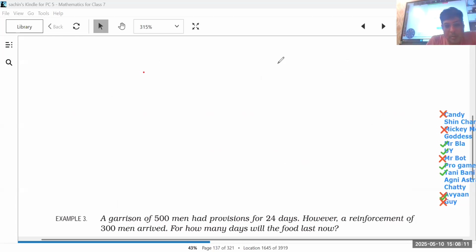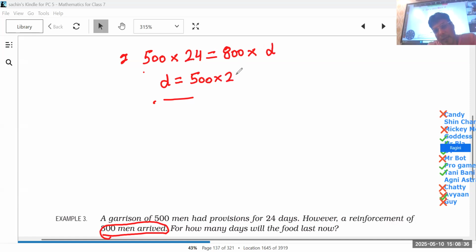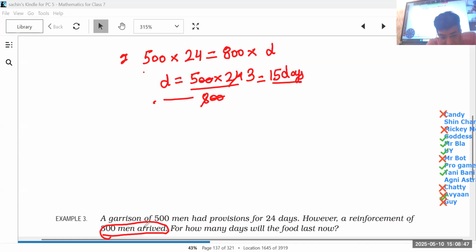So we had food for how many men? 500 men. For how many days? 24 days. Reinforcement of 300 men arrived, which means now total men are 500 plus 300, 800, times D days. So D will be equal to 500 times 24 divided by 800. Zeros cut, 8 threes are 24, and it will be 15 days. Because of those 300 persons coming, the food will last for 15 days.